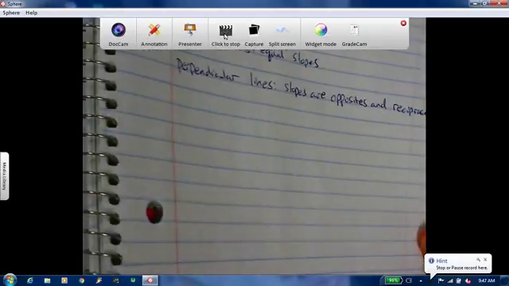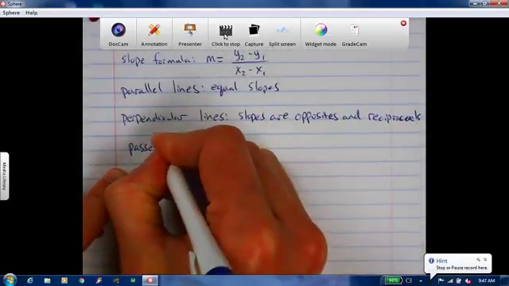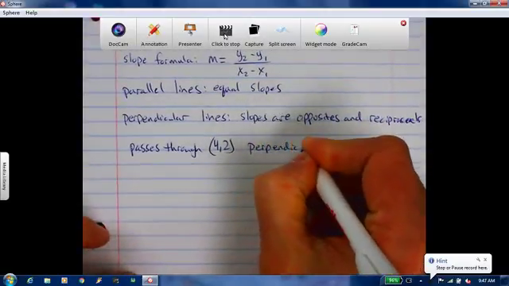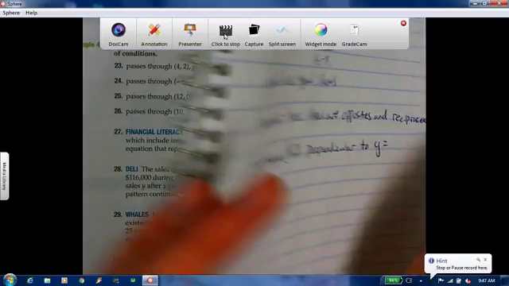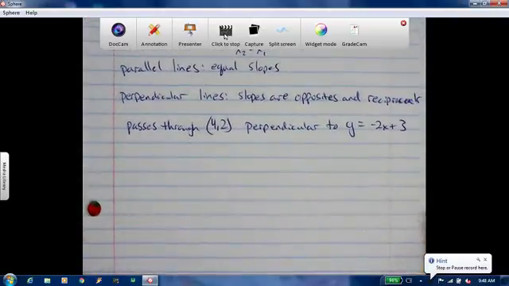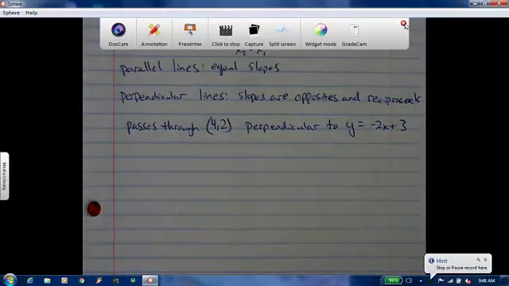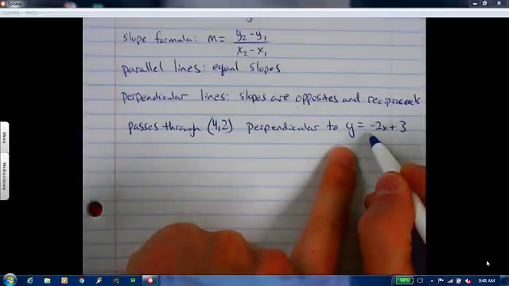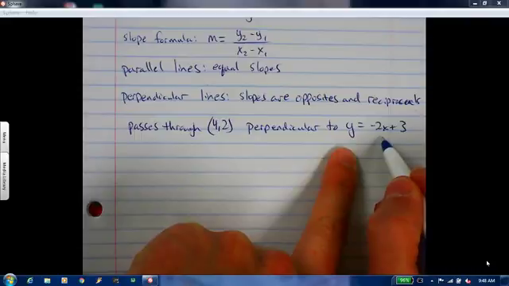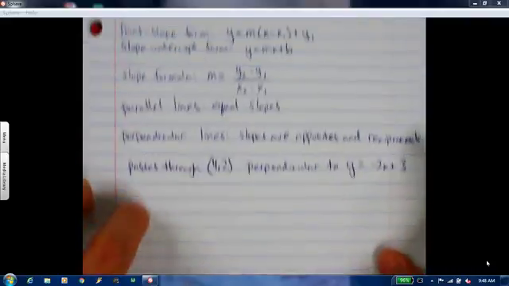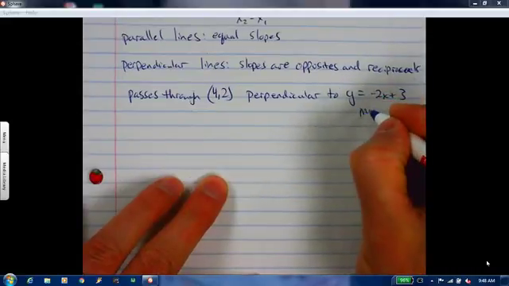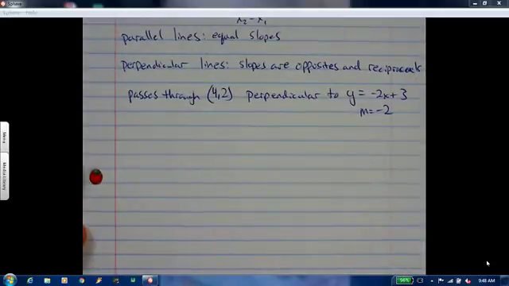So they give us a line that passes through (4, 2), and they want it perpendicular to y equals negative 2x plus 3. So passes through (4, 2), perpendicular to y equals negative 2x plus 3. So here, where you're going to start, what is the slope of this line? Which one's the slope in slope-intercept form? The m. So what's the slope? Negative 2. Okay. And the y-intercept is a 3.